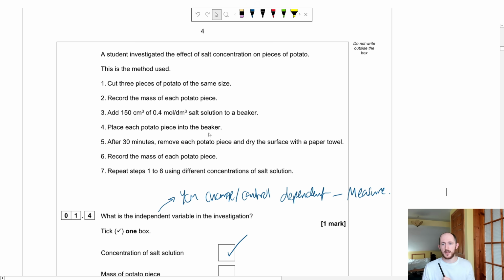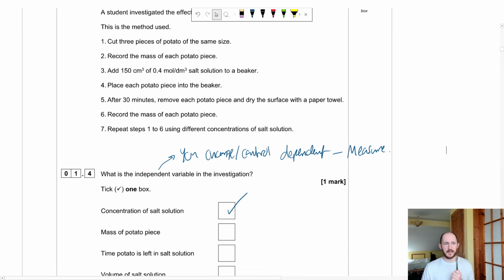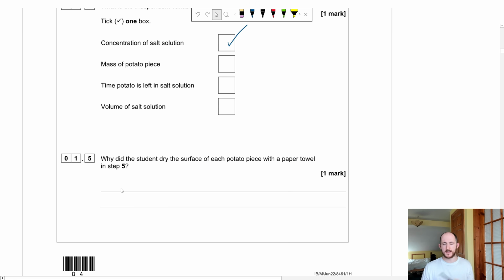If we leave water on the surface, we are adding on the mass of the water. And again, that's going to be different every time we remove the potato piece, because it's just down to random luck how wet the potato is after we've taken it out. So that's why. There's a bunch of ways to write this. You can say something like, allow the removal of excess water. You can say to make sure only the mass of potato is recorded.